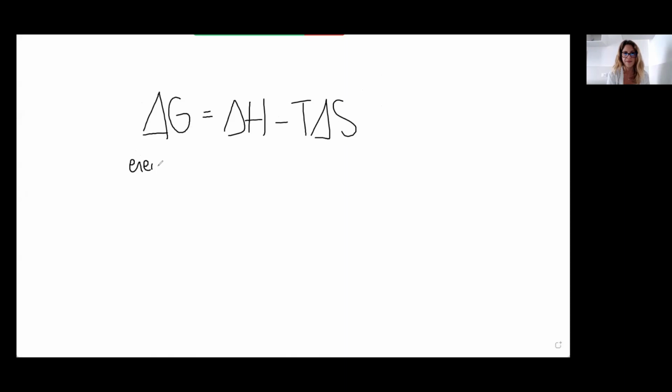So if we look at the equation, delta G is equal to delta H minus T delta S. Somehow it has a nice tone to it, so it's quite simple to remember. It's important to understand the terms before we do any analysis. So delta G is the Gibbs free energy.